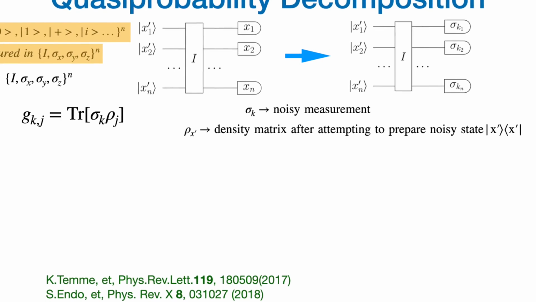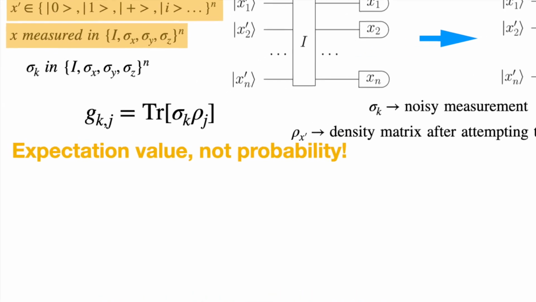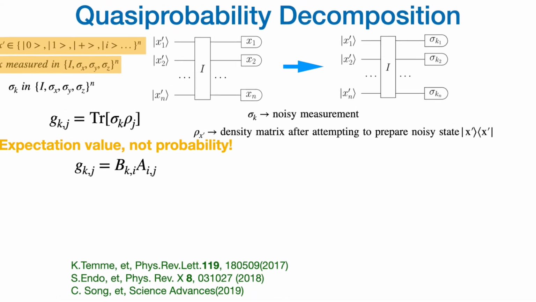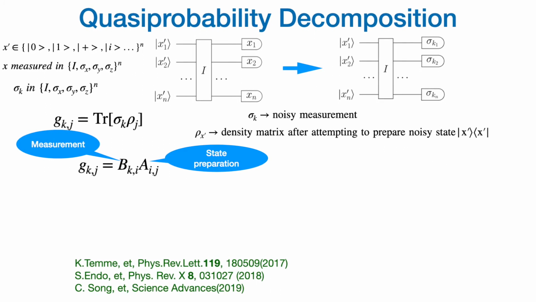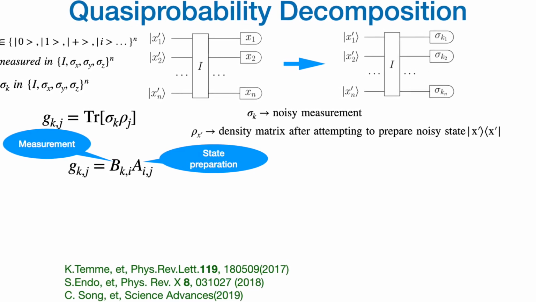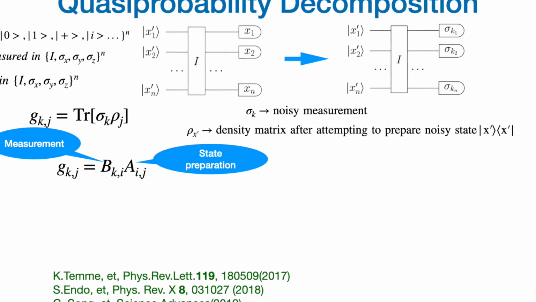This gram matrix records SPAM. They are expectation values, not probabilities. SPAM errors include errors that occur in state preparation and those in measurement, namely the beginning and the end, two parts. We could write it as this, with B being the measurement matrix recording readout error, and A recording the state preparation error. As measurement error is usually bigger than state preparation error, in many cases, we assume perfect state preparation.